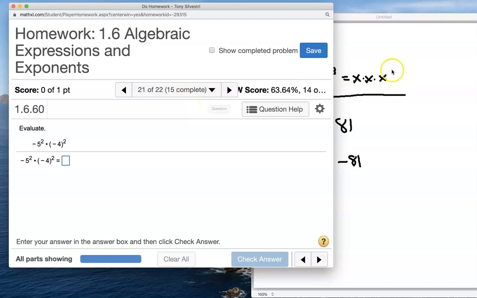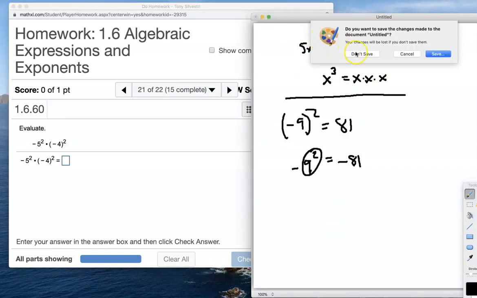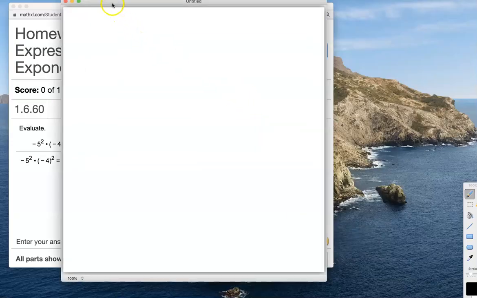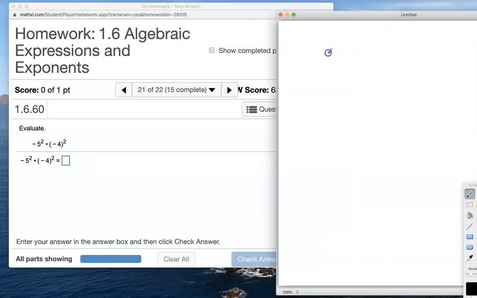Now, be careful with this problem. This problem will require a nice sheet of paper, virtual paper. File, new. Okay, create one of those. Okay, I got negative 5 squared times parentheses negative 4 squared. Now, what we doing here? Remember what I said. What's being squared is not the negative 5, because if they wanted you to square negative 5, they would have put parentheses around the negative 5. That power binds to the number tighter than the negative sign.